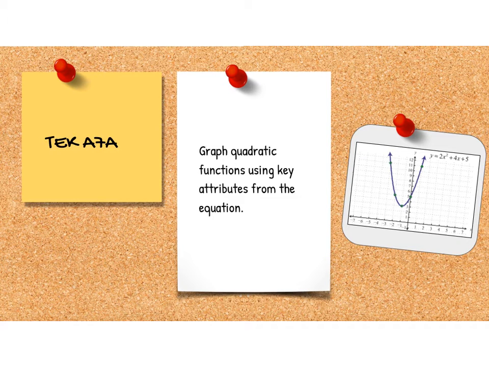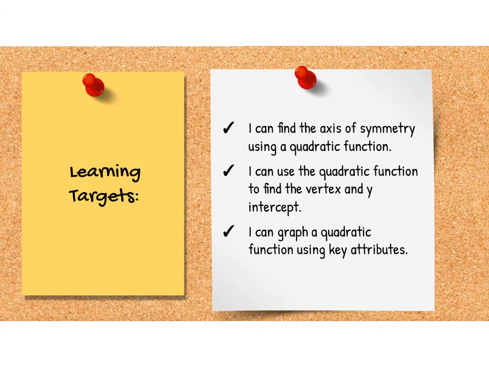The TEKS that this really goes under is A7A, which was the first TEKS we did when all this craziness started, the key attributes, and you had all those slides to do. That TEKS says you can graph quadratic functions, and then it talks about key attributes. So that's what we're going to do. We're going to use key attributes, like the axis of symmetry, the vertex, the y-intercept, to sketch a graph. So your learning targets, based on that TEKS, are you can find the axis of symmetry using a quadratic function.